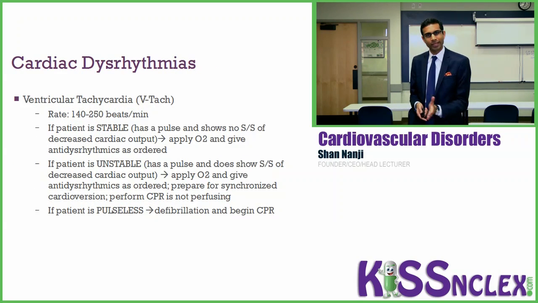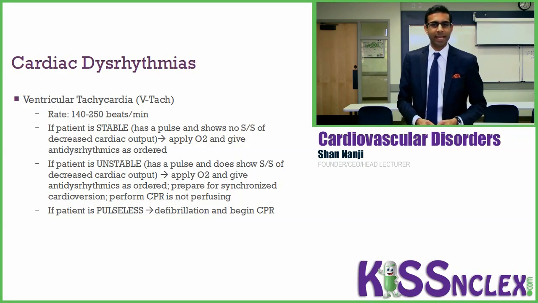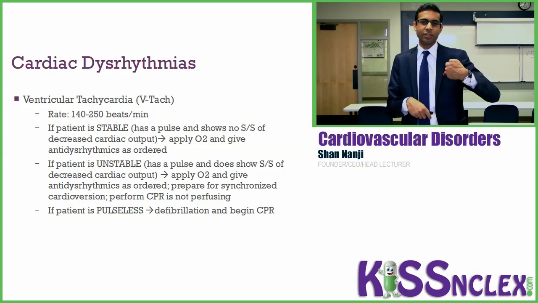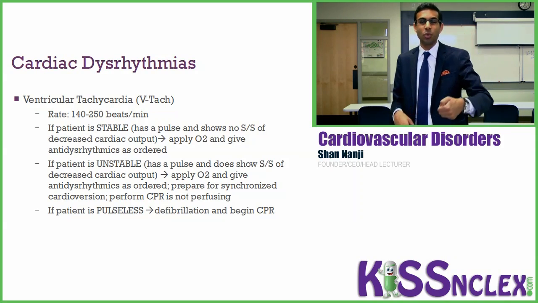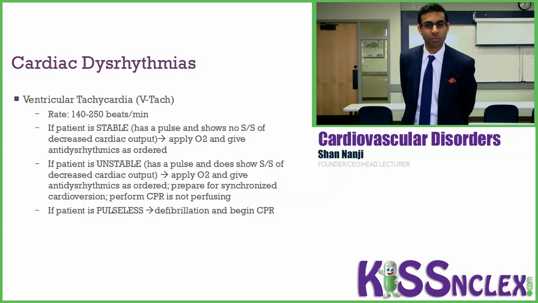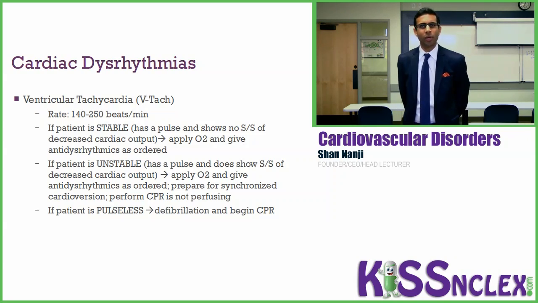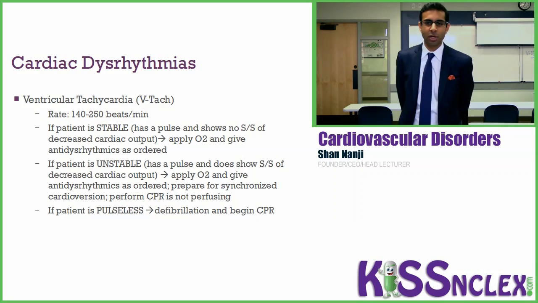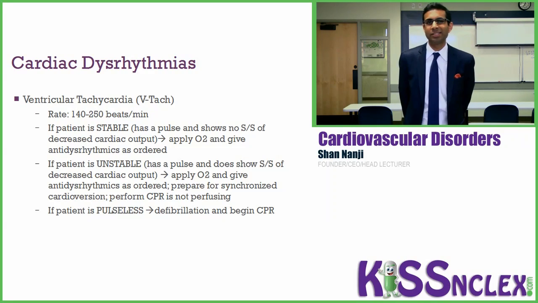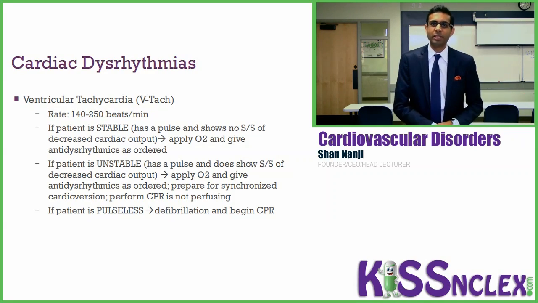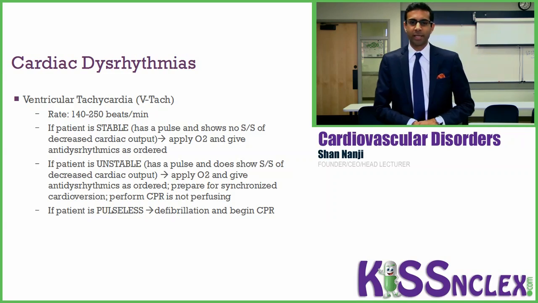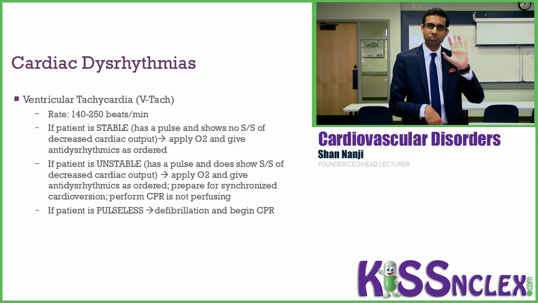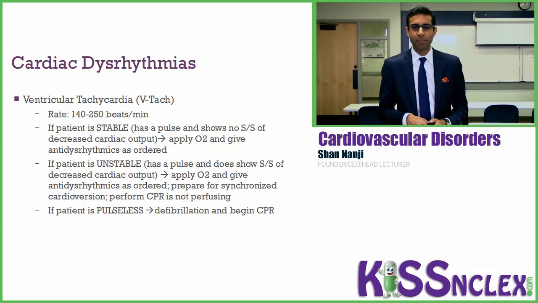So that'll lead us right into ventricular tachycardia, and what is that exactly? Well, that's when the ventricular rate is 140 to 250 beats a minute. That's just really, really fast. So if the patient is stable and has a pulse, with no signs or symptoms of decreased cardiac output, you're just going to give them oxygen and these anti-dysrhythmic medications to get their arrhythmias back in check, back to normal sinus rhythm. So if it's stable, just oxygen and meds are fine.